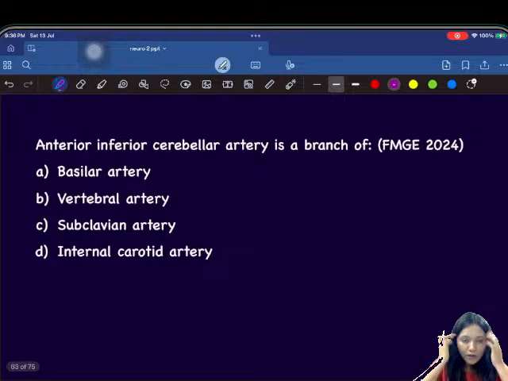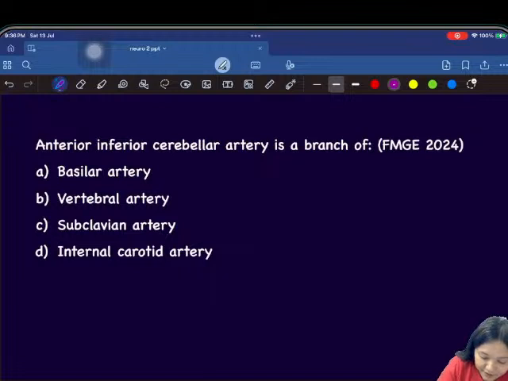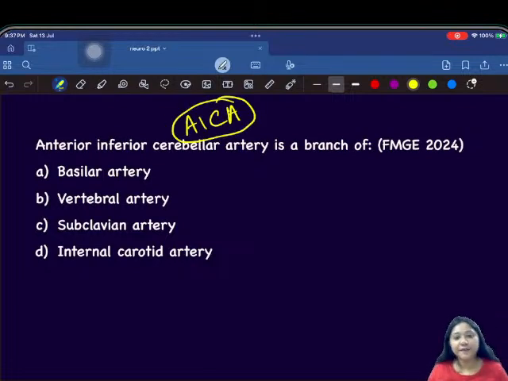Now I want you to answer in the chat. What is AICA? I just told you, it is the anterior inferior cerebellar artery. The anterior inferior cerebellar artery is a branch of, they have given basilar, vertebral, subclavian and internal carotid. PICA is the posterior inferior cerebellar artery and AICA is the anterior inferior cerebellar artery. So AICA is a branch of which? Any answer in the chat?